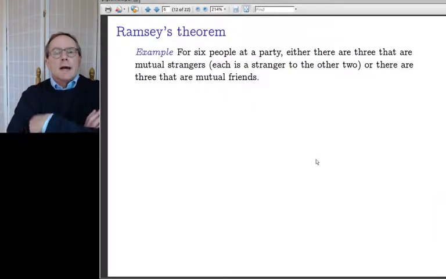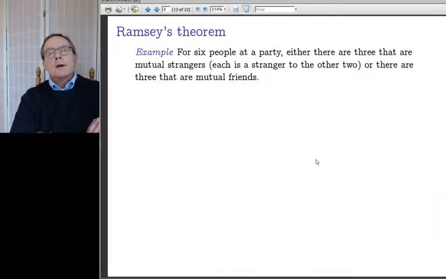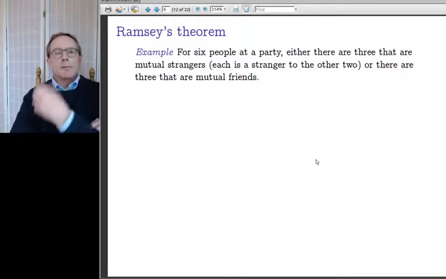Okay, another example, Ramsey's theorem. So the way it's often phrased, this is a small scale version of Ramsey's theorem, but it gives the idea. So you have 6 people at a party. So in your head, you have a mental picture of 6 people at a party. Either there are 3 of them that are mutual strangers. Mutual strangers means that each one is a stranger to the other 2. Or else there are 3 that are mutual friends.